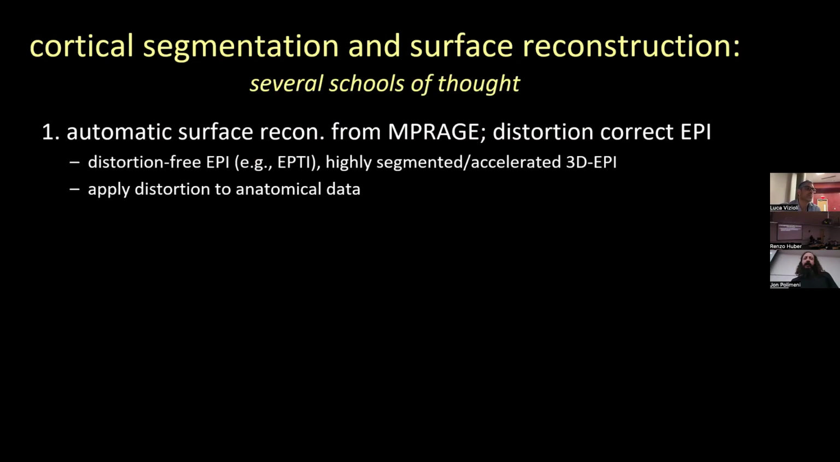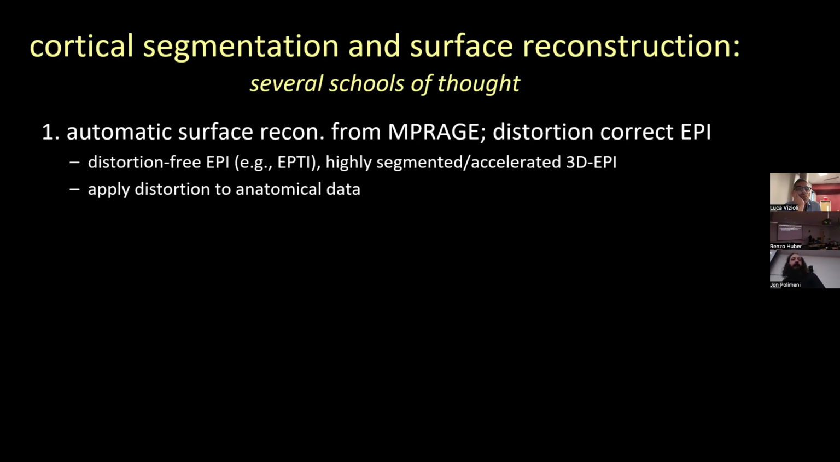But the big issue, I think one of the biggest challenges with layer fMRI, is the accuracy of cortical segmentation and surface reconstruction. Again, this is what we use to define the cortical layers, and it still doesn't work as well as we would like, especially for these high resolution anatomical data, and especially with the accuracy that we need to identify these cortical layers. So again, there are several schools of thought that I think you're going to hear about throughout this course.